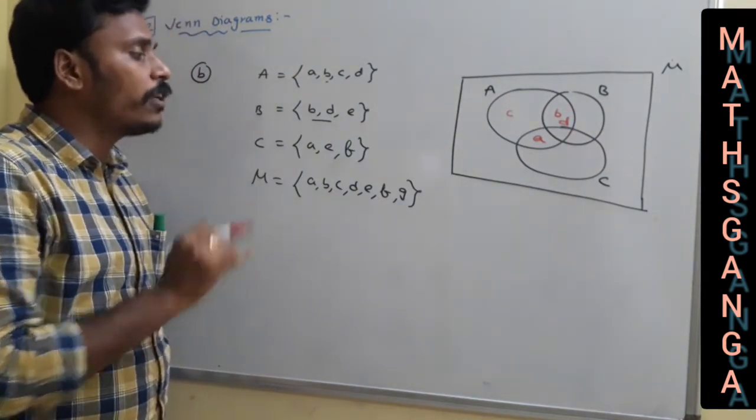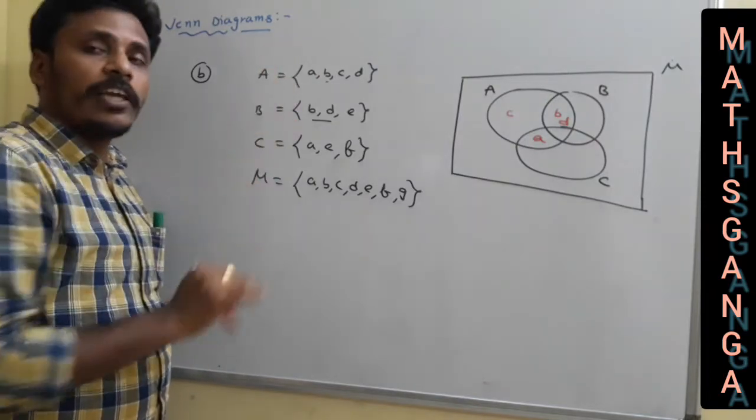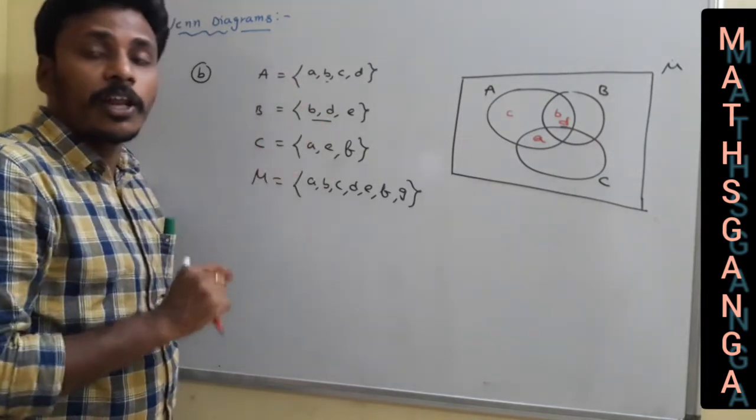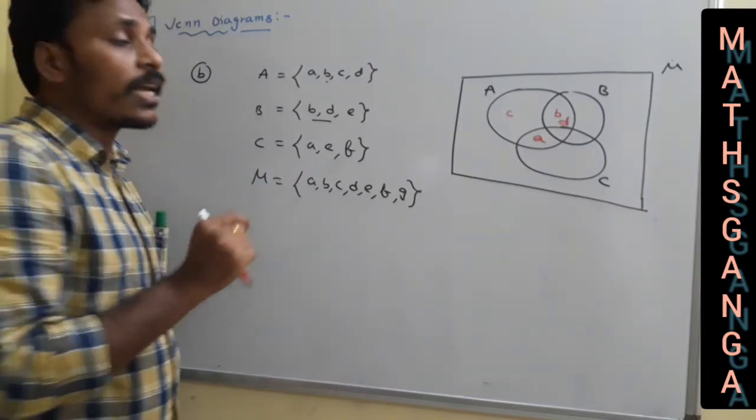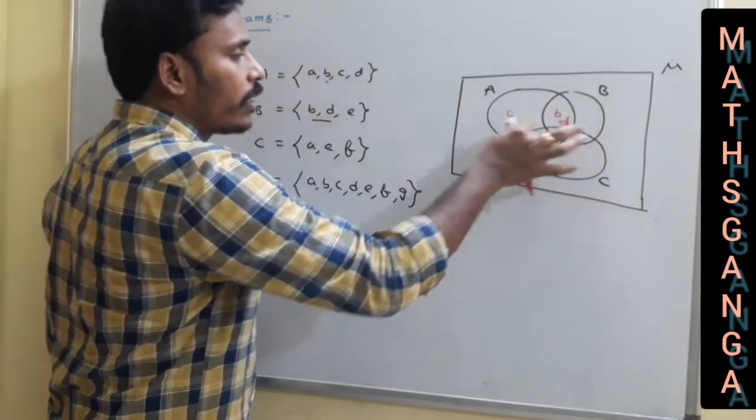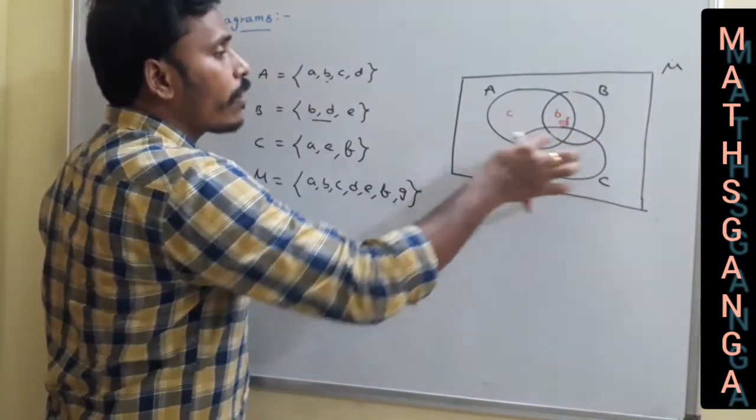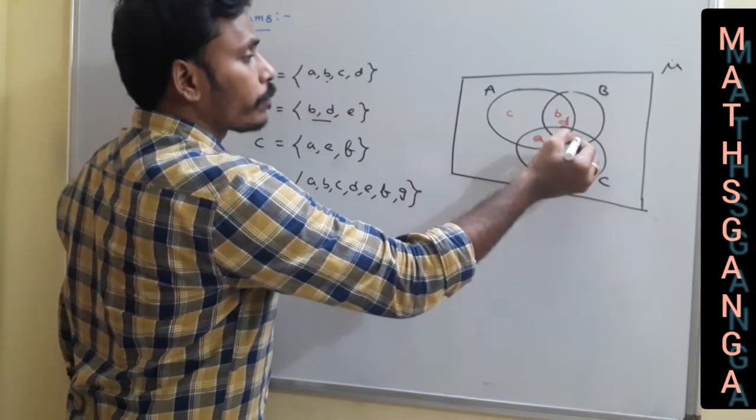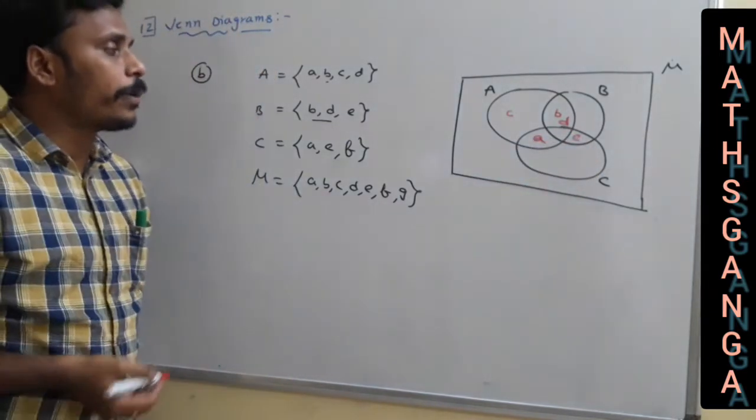Then think about E. E is not in A, but it is in B and it is in C. So you need to write E in the region which is common for B and C. This circle is B, this circle is C, and their common region is this part. Here you need to write what? E.